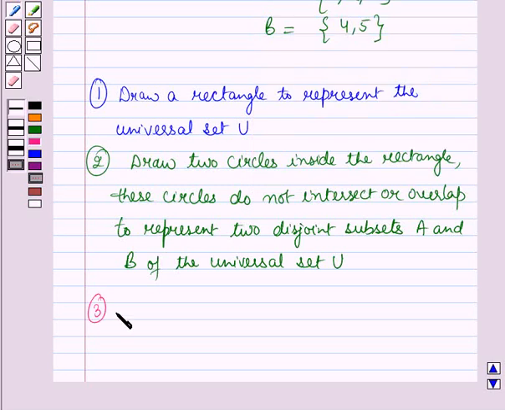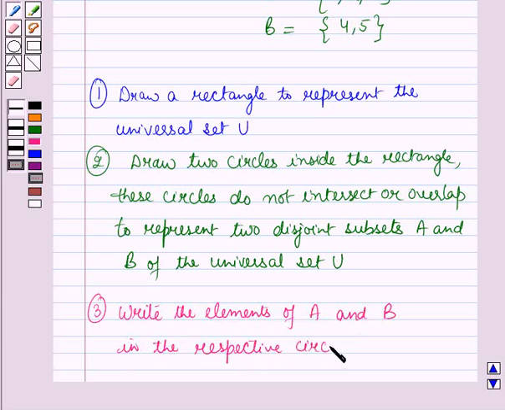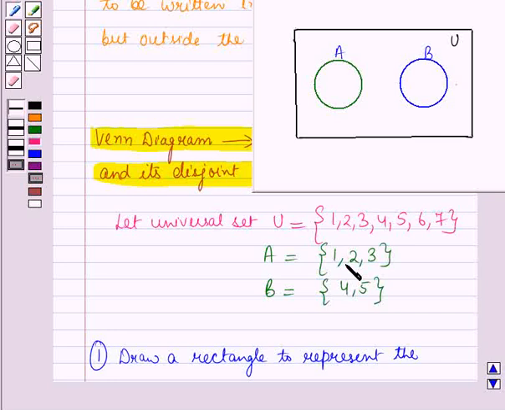Now in the next step, write the elements of A and B in the respective circles. Now set A is the set containing the elements 1, 2 and 3. So we'll write 1, 2 and 3 in this circle. And the set B is the set containing the elements 4 and 5. So we will write 4 and 5 in this circle, which is representing the set B.